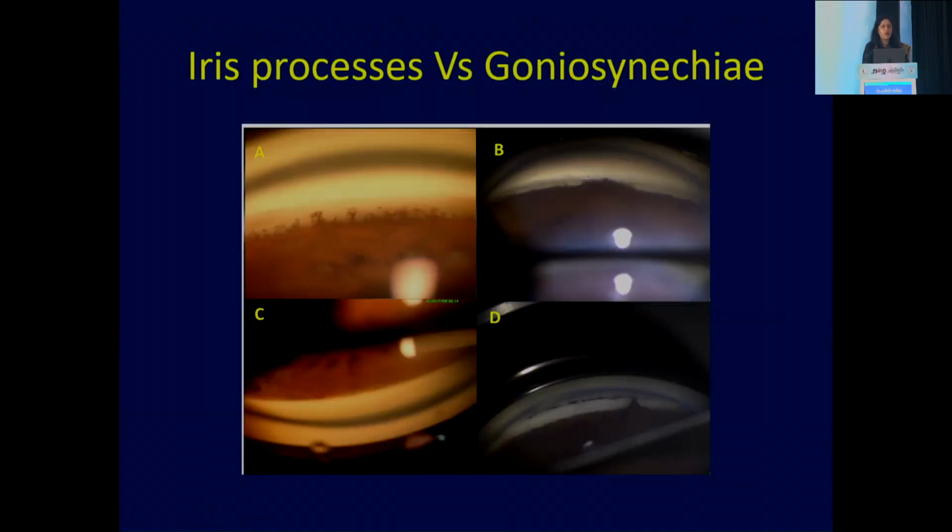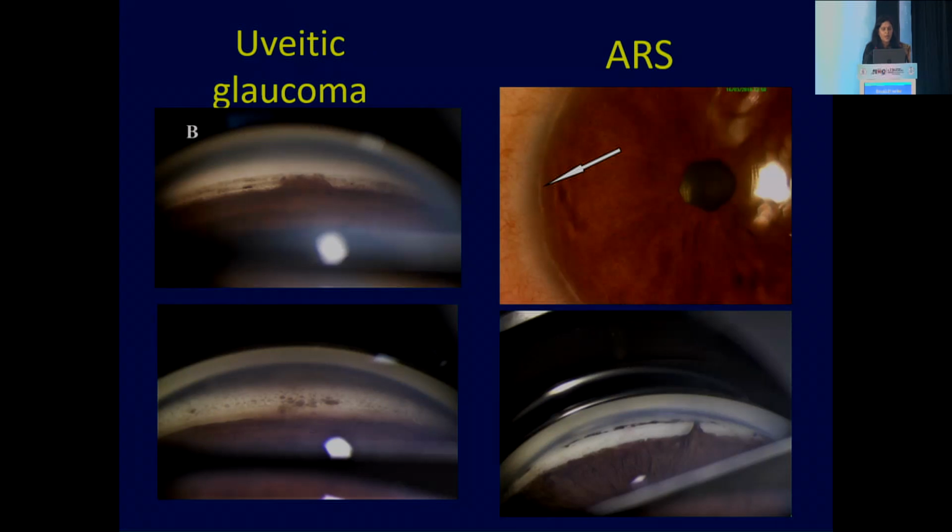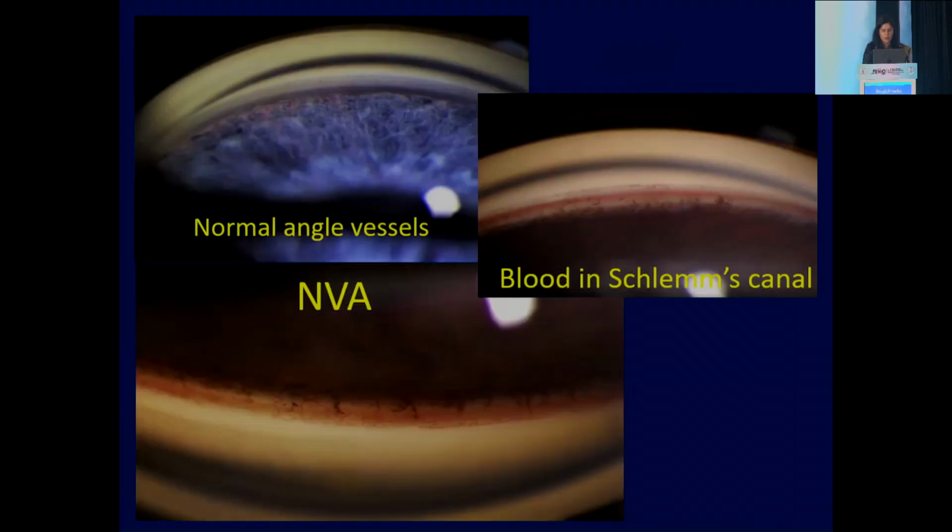Iris processes are also important to note. They are present in normal angles or sometimes increased in juvenile open angle glaucomas. They must be differentiated from goniosynechiae. Goniosynechiae usually do not follow the angle contour, while iris processes are finger-like and they follow the angle contour. Blotchy pigments and goniosynechiae are present in angle closure glaucoma. They warrant doing a YAG iridotomy. Uveitic glaucoma and Axenfeld-Rieger syndrome may also have goniosynechiae, but YAG iridotomy may not be needed in these cases.